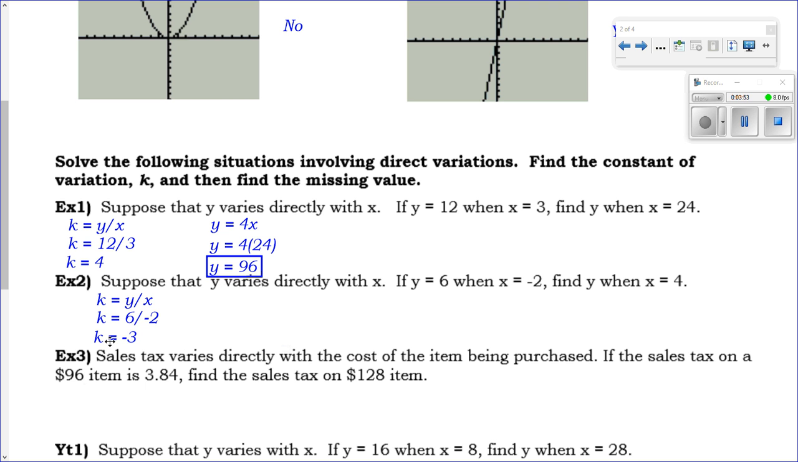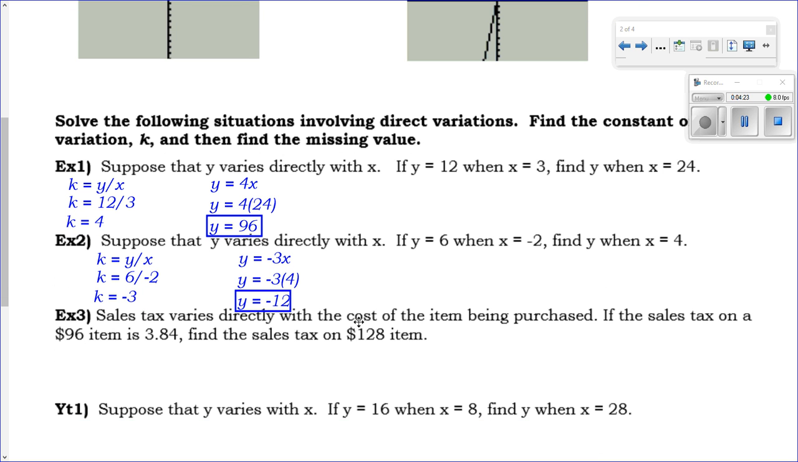Negative 3. So now that I have the constant, I'm going to use the original equation, y equals kx, y equals negative 3x. And we need to find y when x is 4. So am I going to plug 4 in for y or x? I'm going to plug it in for x. And what's negative 3 times 4? Negative 12. So when x is 4, y is negative 12.